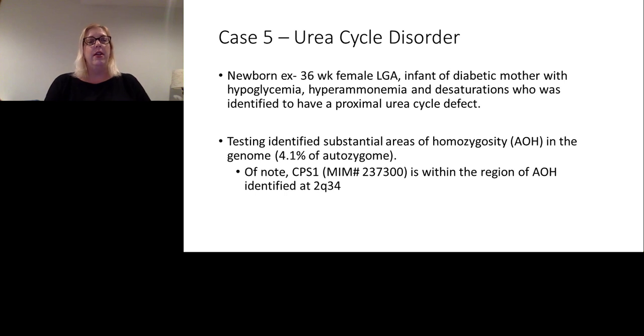However, it did identify 4% of the autozygome being homozygous, again consistent with a family history of consanguinity. Interestingly, we noted a large AOH region at chromosome 2q34, and that large AOH region includes the CPS1 gene.